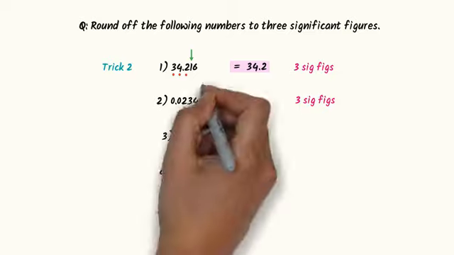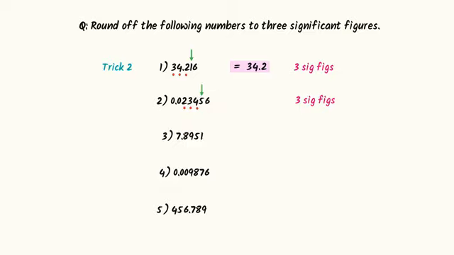The next digit is 5 and there is a 6 sitting after that. Since 5 is followed by a non-zero digit, we round up. So 4 becomes 5. Thus the answer is 0.0235.